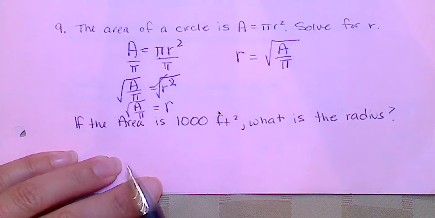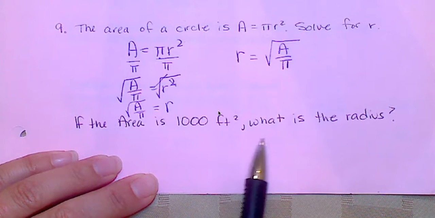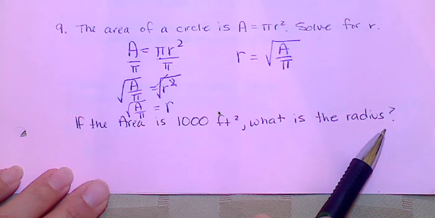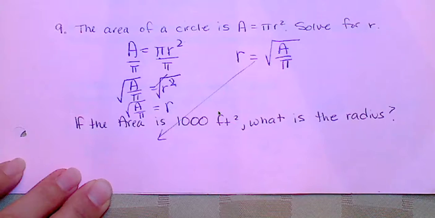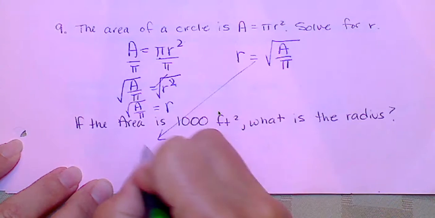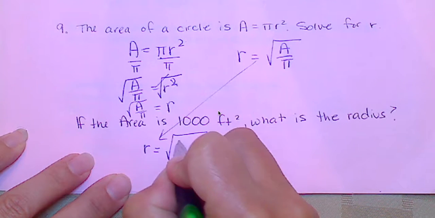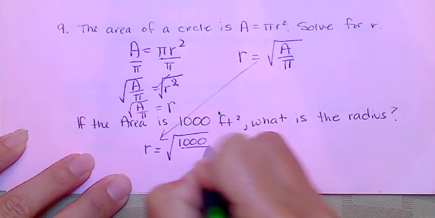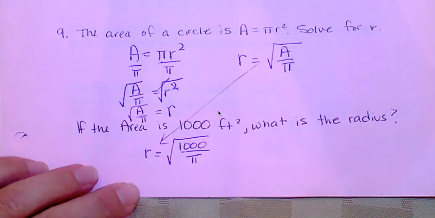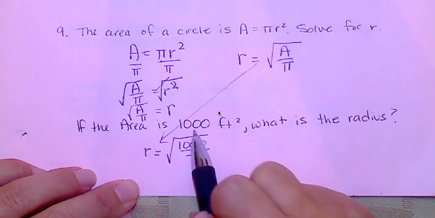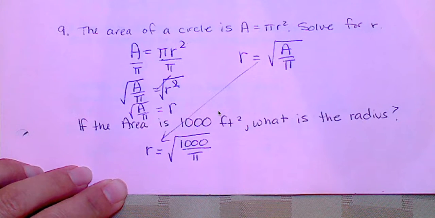Now for the second part, it says, if the area is 1,000 feet squared, what is the radius? Now the purpose of us solving for r is so we will use that formula down here. So r equals the square root of the area, which is 1,000 over pi. Okay, so we're basically just plugging that value in, and then we're going to throw that into our calculator and find out what r is.